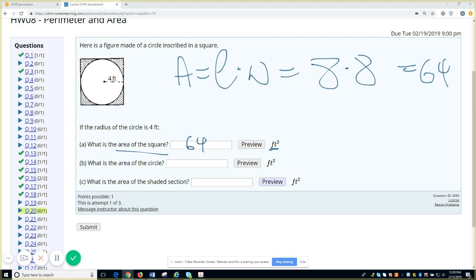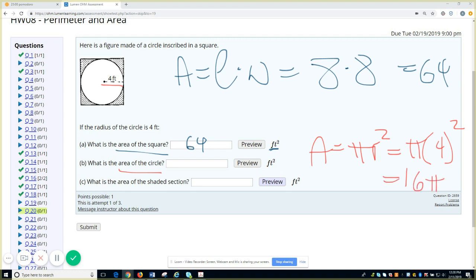Now the next part is asking you to find the area of the circle. So the formula for that is pi r squared. We are given the radius, so we just have to plug that in as 4 squared, and typically we write pi after the number. So 16 pi feet squared, area of the circle.